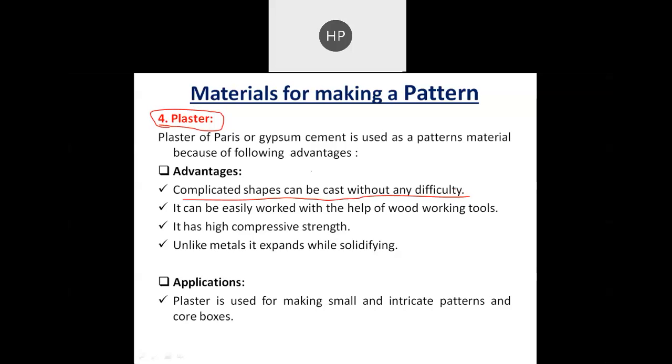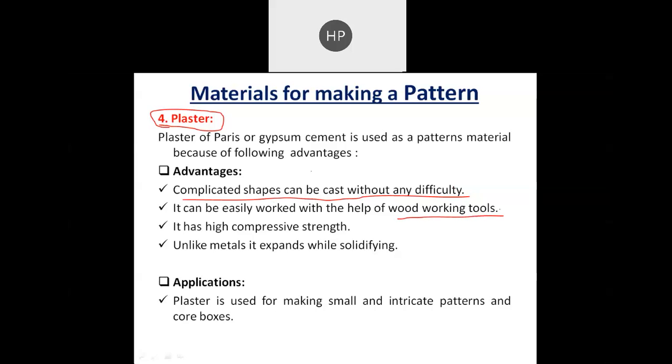And we know that plaster of Paris, gypsum cement, is used to make certain statues. So in that case we use the plaster. We know that a statue has a very complicated shape, but those particular complicated shapes can be easily done by using this plaster. It can also be easily worked with the help of a woodworking tool.